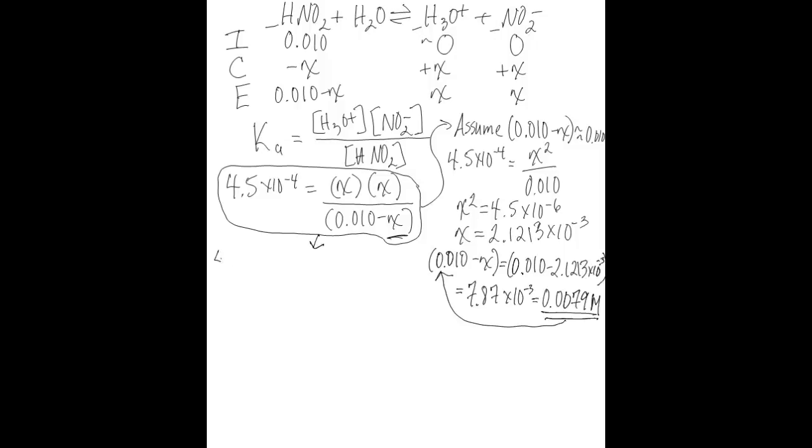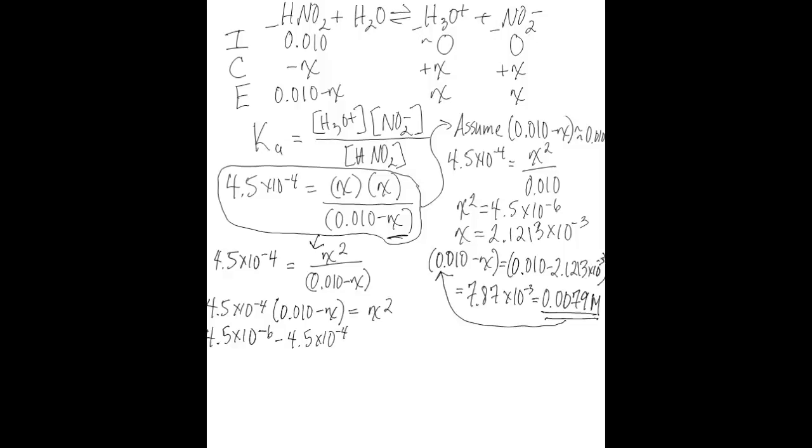So let's go back to our original expression and go on from here using the quadratic equation. So what we have is 4.5 times 10 to the negative 4 is equal to X squared over 0.010 minus X. Multiply both sides by the denominator, and we have 4.5 times 10 to the negative 4 times 0.010 minus X is equal to X squared. Multiplying out the parentheses, we're left with 4.5 times 10 to the negative 6th minus 4.5 times 10 to the negative 4 X is equal to X squared.